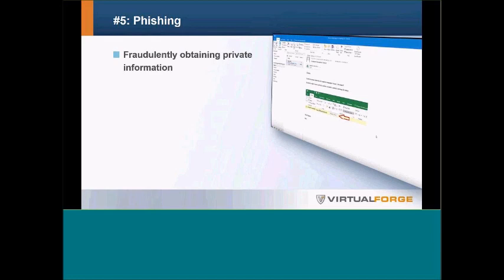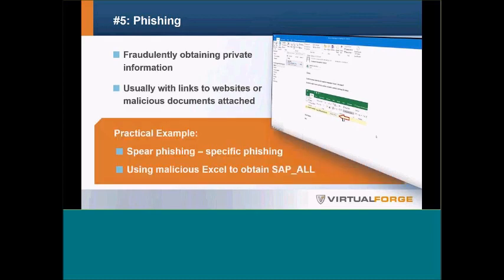what is phishing is, you're trying, of course, to obtain private information. You're trying to trick the user into clicking a link, or in the example we see here, into opening an Excel book and enabling the macros, enabling active content, with a link to a website or malicious documents attached. And there's one practical example which I shortly like to mention.